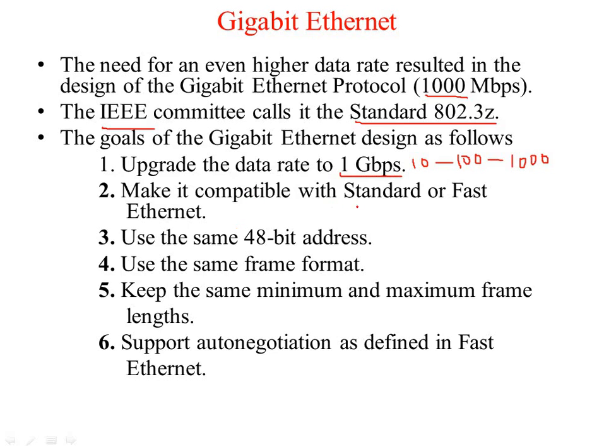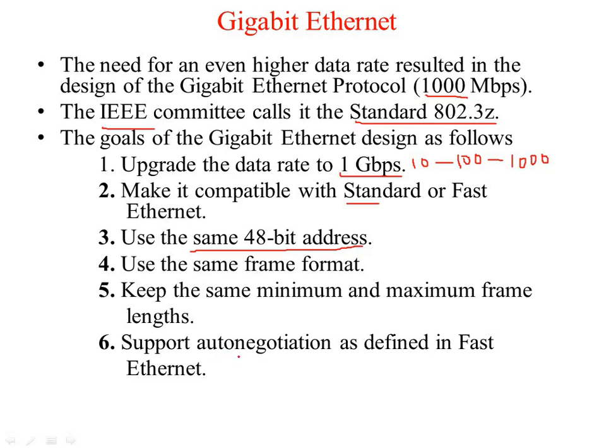You have to make it compatible with either standard or fast Ethernet, right? You have to keep the addresses the same. That means the device address should be kept 48 bit, the same. Then you have to keep the frame size the same. Now you have to keep the same minimum and maximum size of frame lengths. So what is the minimum frame length and what is the maximum frame length? That also you have to keep the same, because you have to communicate with standard and fast Ethernet.